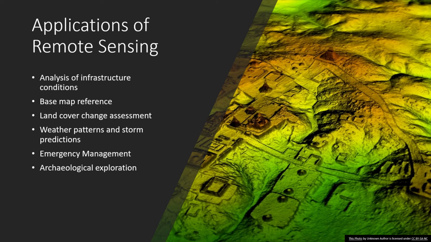There's really a wide range of remote sensing applications, from analysis of infrastructure, base map reference, land cover change is a gigantic use of remote sensing, studying weather patterns and storm predictions, emergency management, archaeological exploration. There's a ton of them. So many that we've included a really cool resource in the extra resources for Module 6, and we encourage you to check that out. It is a link to 100 awesome ways that remote sensing can be utilized.